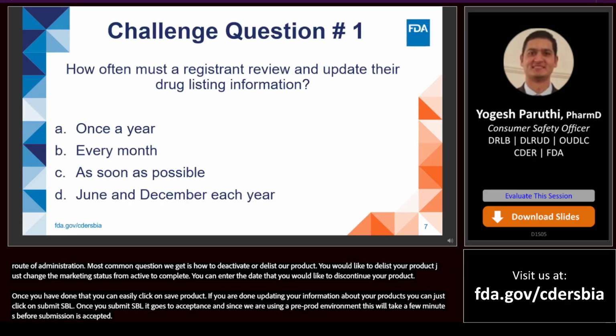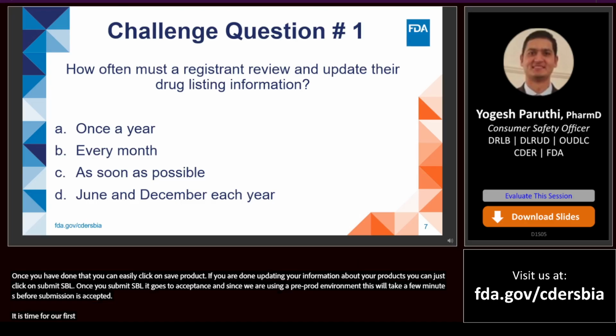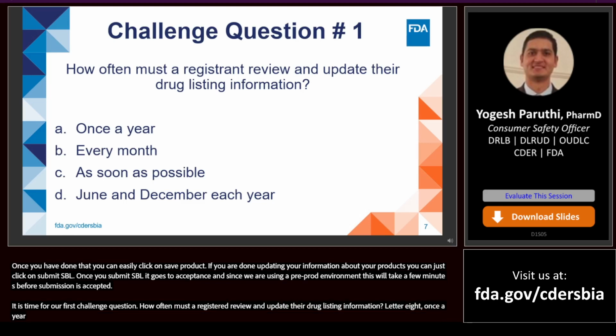It's time for our first challenge question. How often must a registrant review and update their drug listing information? Is it A, once a year? Is it B, every month? Is it C, as soon as possible? Or is it D, June and December each year? I'll give you a few seconds to think about it.